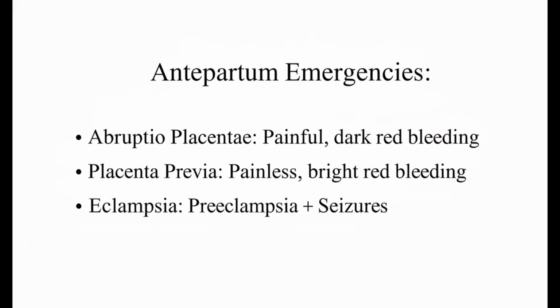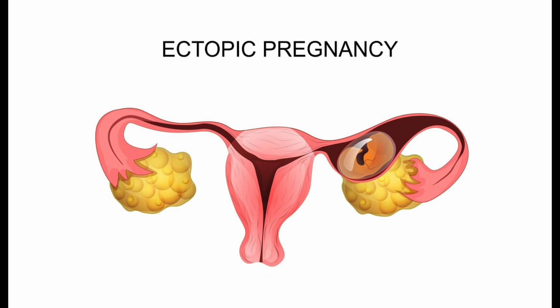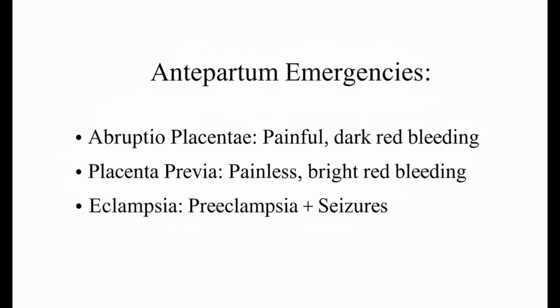Antepartum emergencies are complications before delivery. An ectopic pregnancy is a life-threatening cause of internal bleeding. Abruptio placentae is the premature separation of the placenta, causing severe pain and dark red bleeding. Placenta previa is when the placenta covers the cervical opening, causing painless, bright red bleeding. Preeclampsia is hypertension during pregnancy. If it progresses to seizures, it becomes eclampsia, a true emergency.